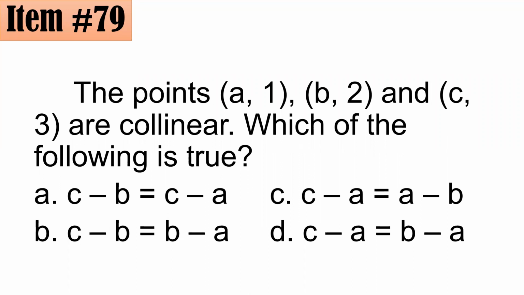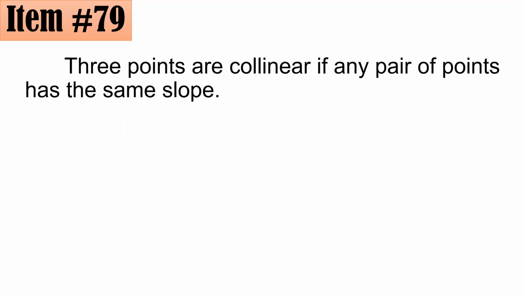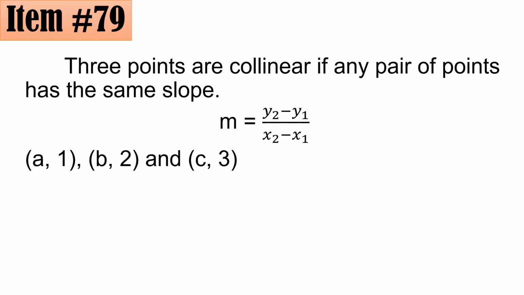When we say 3 points are collinear, it means they lie on one line. If they lie on one line, then if you pick any 2 points, their slopes should be the same. 3 points are collinear if any pair of points has the same slope. This is our slope formula: m equals y sub 2 minus y sub 1 all over x sub 2 minus x sub 1.